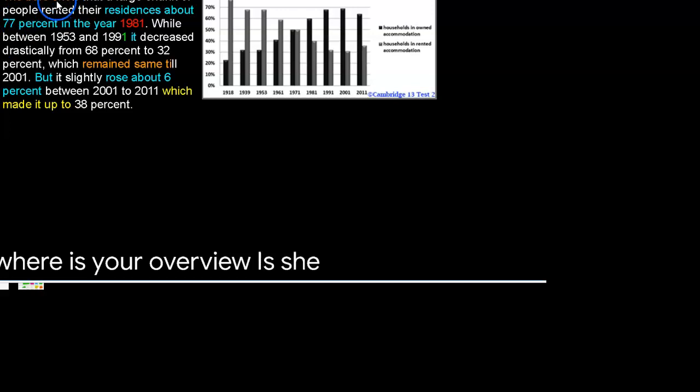The bars show. Again, we want to stop talking about the bars show and it's illustrated by this and that. That's only used in the opening paragraph. We don't talk about the bars once we've got past it. A large chunk, that's rather informal, of people rented their residences. Okay, good. About 77%. Now this is an awkward phrasing of the sentence.